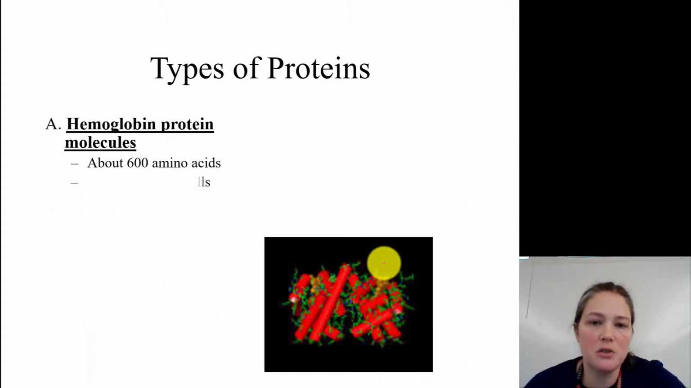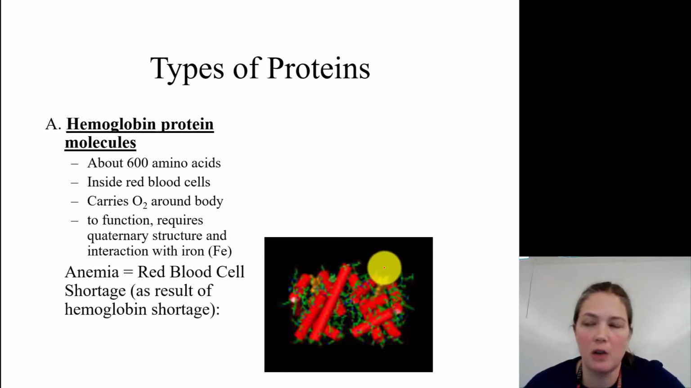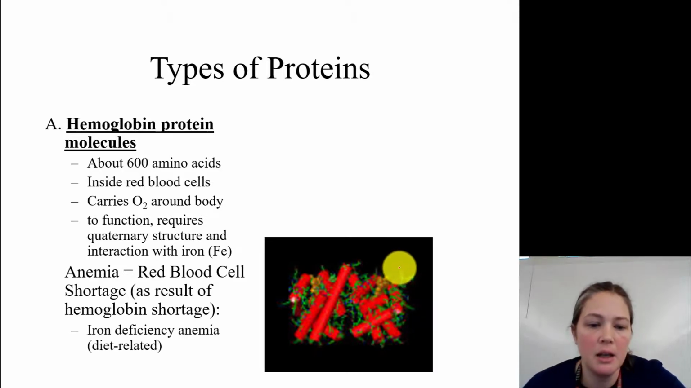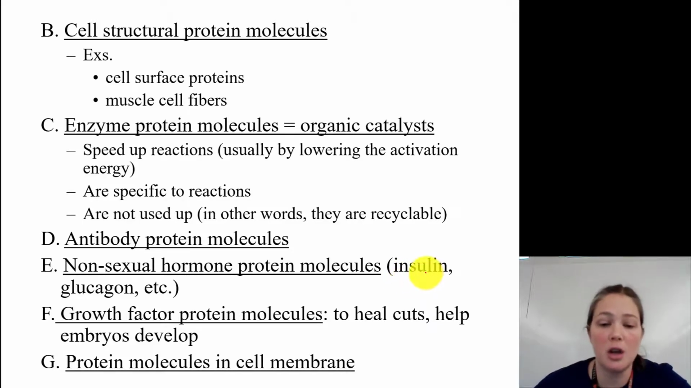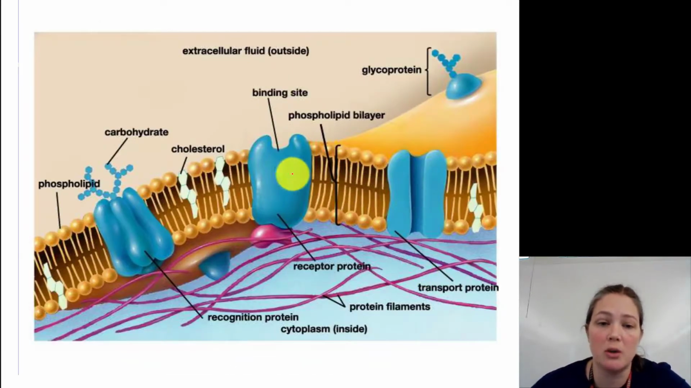I'm just going to go through this list of types of proteins. You can look at them more carefully in your PowerPoint slides. Just some examples: hemoglobin carrying oxygen around the body. Then you have cell structural proteins on the surface or muscle fibers. Enzyme proteins we're going to look more about later. They speed up reactions. Antibodies function in the immune system. Hormone proteins. Not all hormones are proteins, but some of them are, like insulin and glucagon. Growth factors, cell membrane, so cell transport and receptors.